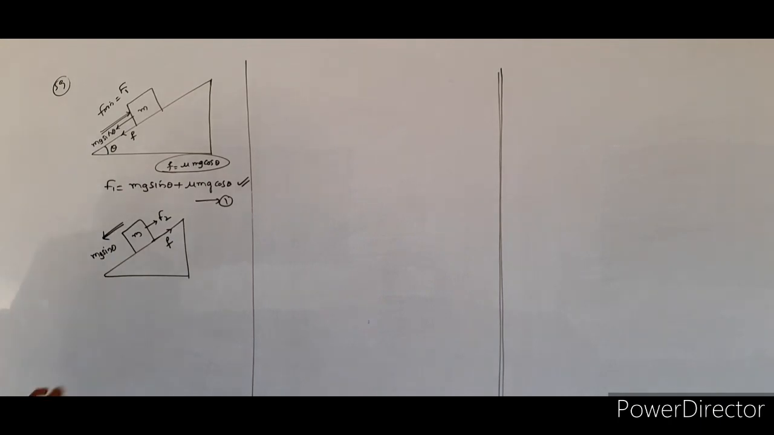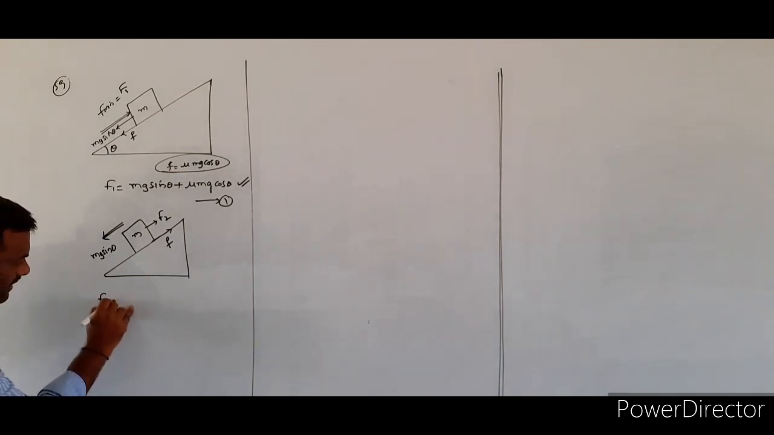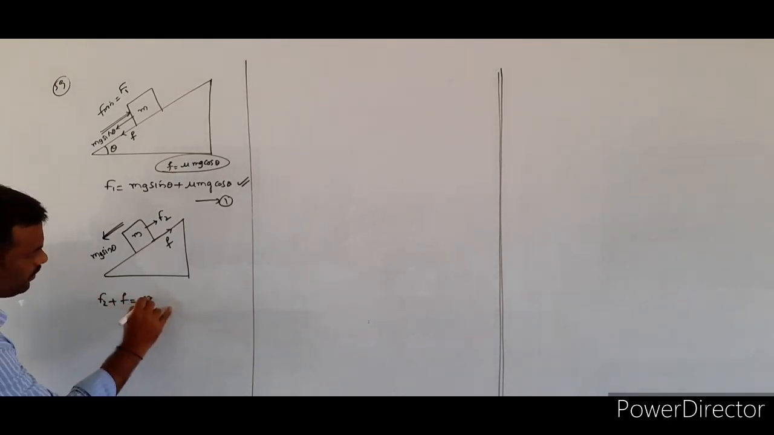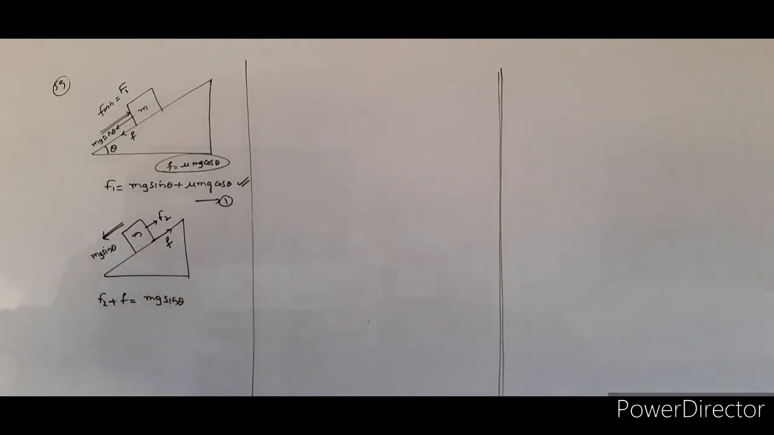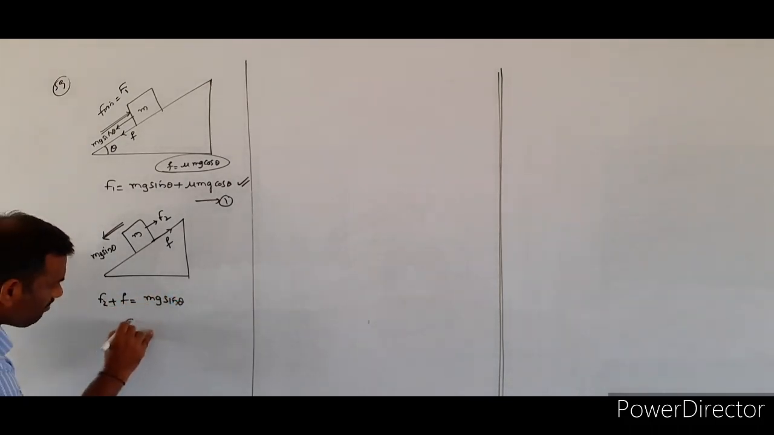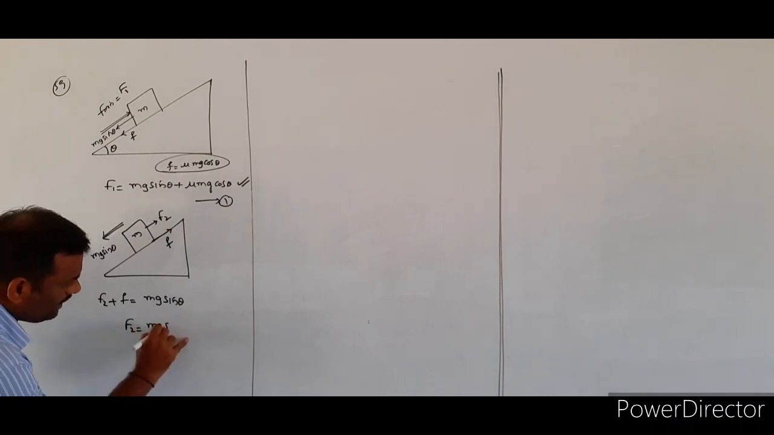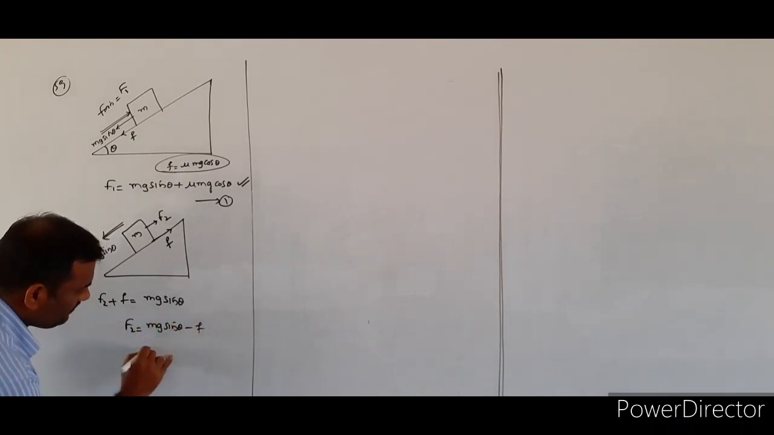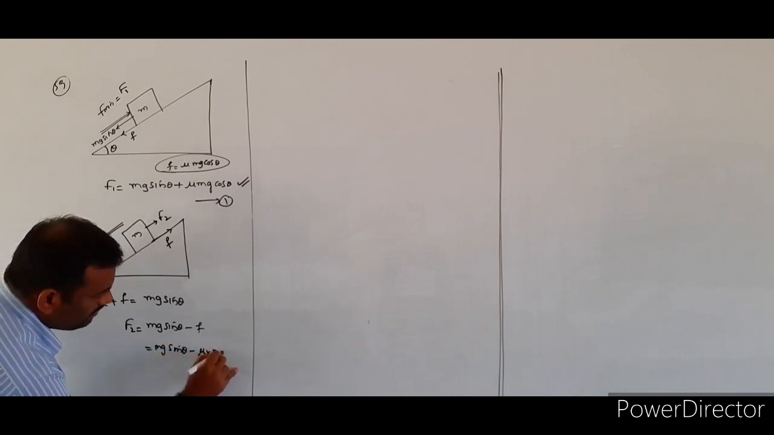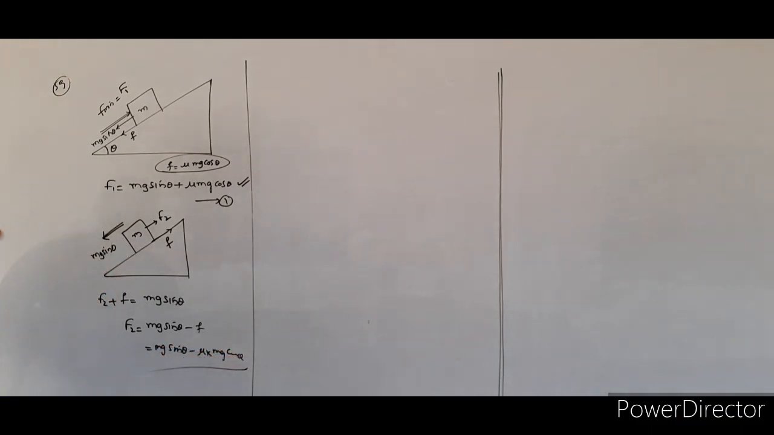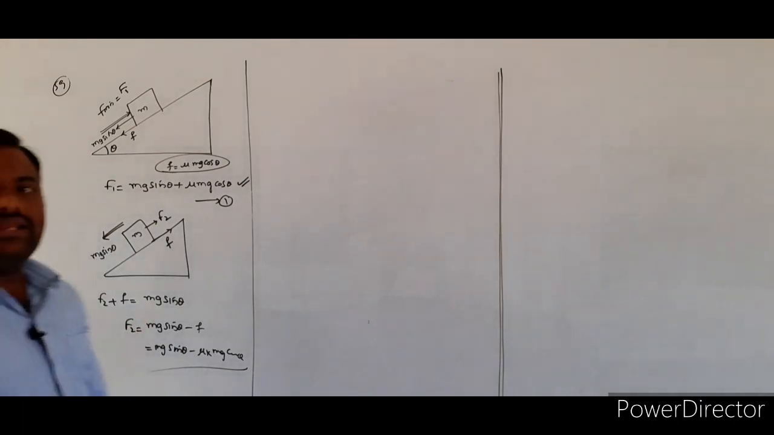In equilibrium condition, again we will write F2 plus the frictional force is equal to mg sin theta. F2 plus the frictional force value is equal to what? Mg sin theta. From this, F2 is equal to mg sin theta minus F. Therefore, mg sin theta minus mu k mg cos theta. Now they are asking for their ratio values.